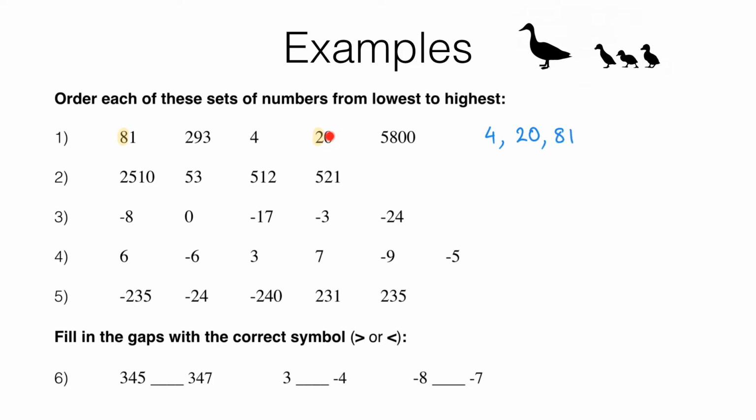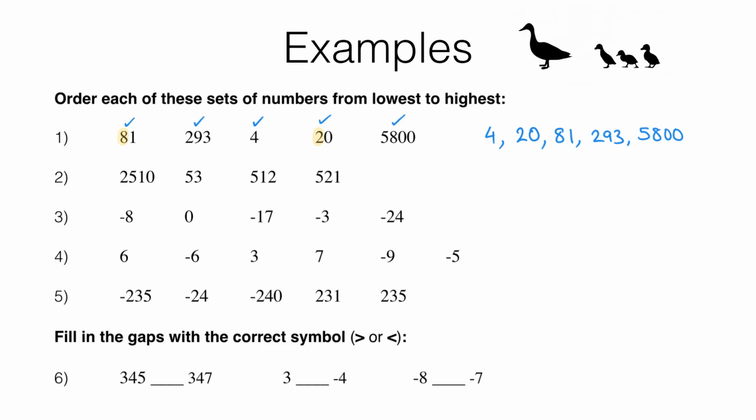Notice I don't even need to worry about what comes in the units column, because if I've got 2 tens, it doesn't matter how many units I've got in there, it's going to be less than 8 tens, regardless of how many units I've got here. So we've dealt with the 1-digit number and the 2-digit numbers, and what I've got next is a 3-digit number and a 4-digit number. So the 3-digit number is what comes next. That's 293. And finally, I've got 5,800. So that was an easy example to get us started. Let's move on to question 2.